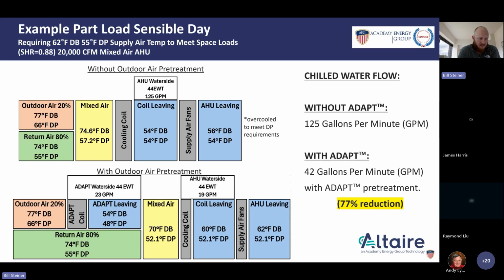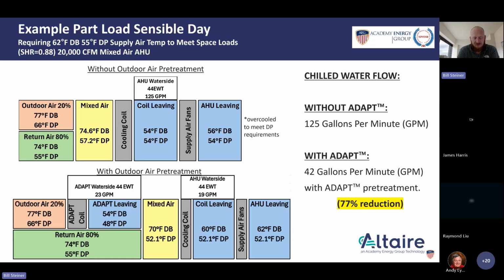So same scenario down below, except this time, again, we're going to do pre-treatment. And again, we're leaving the ADAPT unit at 54 degrees with a 48-degree dew point. Gives us a mixed air temperature of 70 degrees dry bulb, 52-degree dew point. And great, now we don't have to worry about any dehumidification. We've just got to do a little bit of sensible cooling, 10 degrees to account for the 2 degrees we're going to pick up from our fans. And that puts us leaving at the temperature we need.